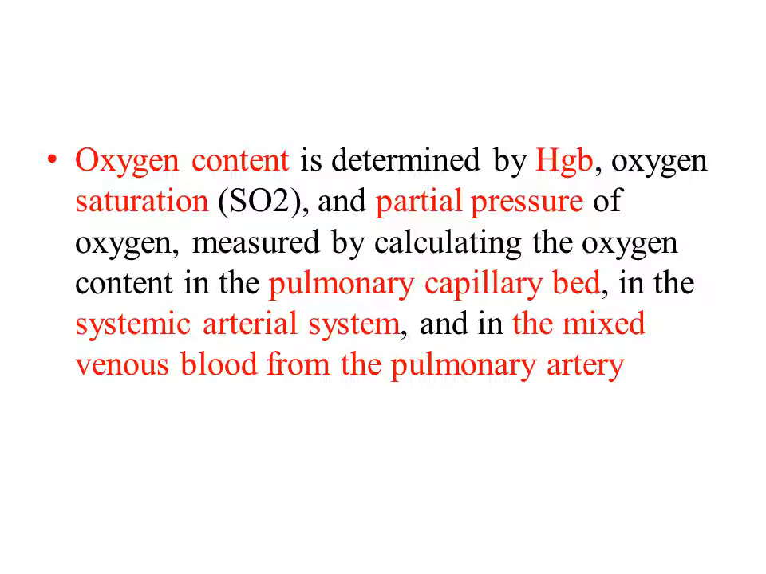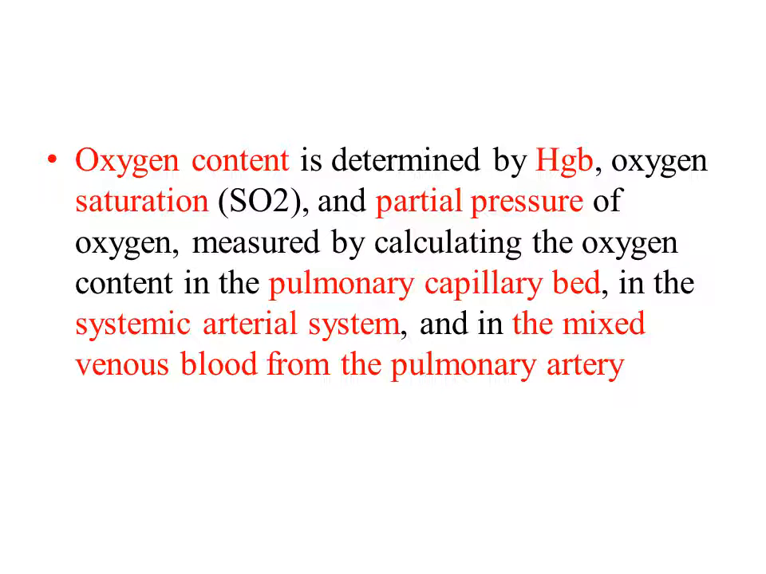Oxygen content is determined by hemoglobin, because we said hemoglobin is responsible for transporting oxygen to the tissues, so the first factor affecting oxygen content is hemoglobin. The second factor is oxygen saturation, SO2, which we said is measured by pulse oximetry or by arterial blood gases, and the partial pressure of oxygen, PaO2, which is measured by ABGs. We measure oxygen content in the pulmonary capillary beds, in the systemic arterial system, and in mixed venous blood from the pulmonary artery.